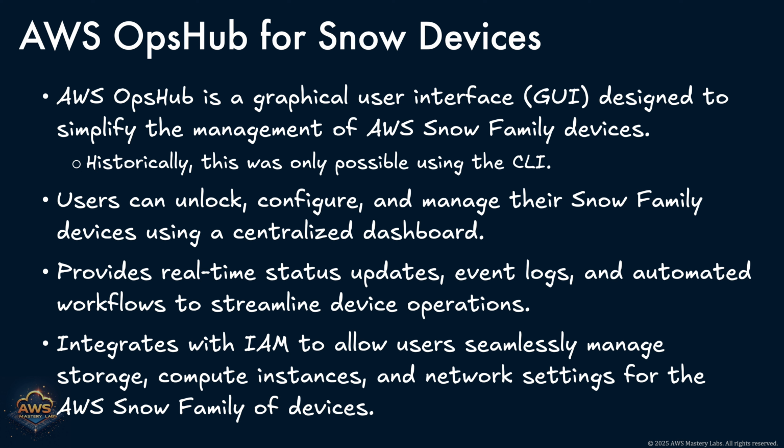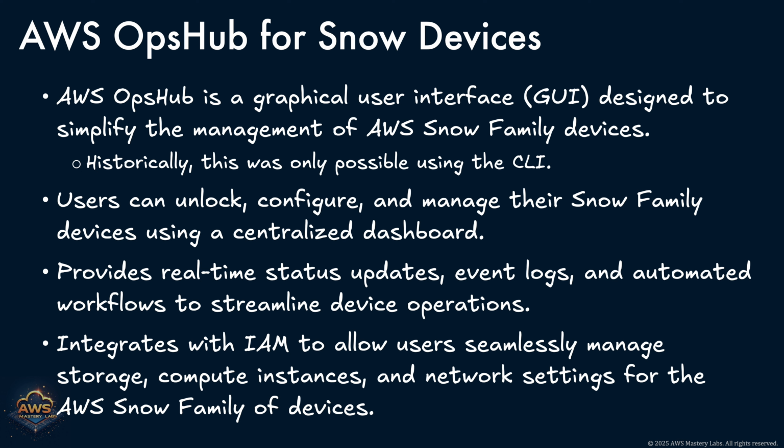Security and operational efficiency are at the core of AWS Ops Hub. It provides real-time status updates, event logs, and automated workflows to streamline device operations. Users can seamlessly manage storage, compute instances, and network settings while ensuring secure access control through AWS Identity and Access Management (IAM).